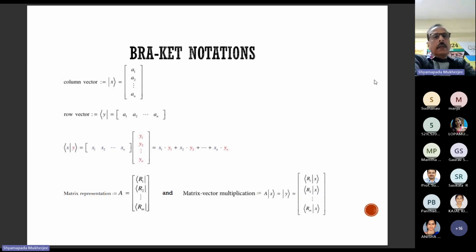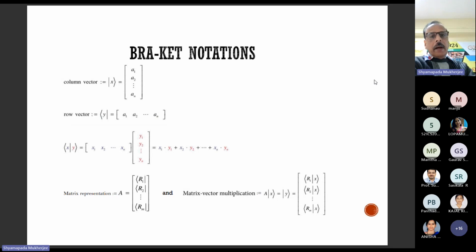Now you see the bra and ket notation. What is a column vector? Already I have shown what a ket notation is, A1, A2, An. And what is the row vector? That is your bra notation, Y. Y is equal to the row vector A1, A2, An.